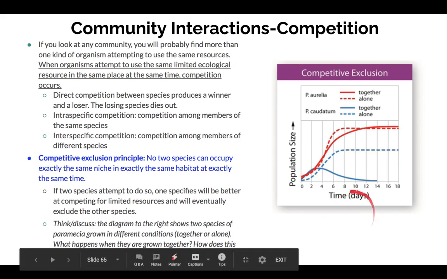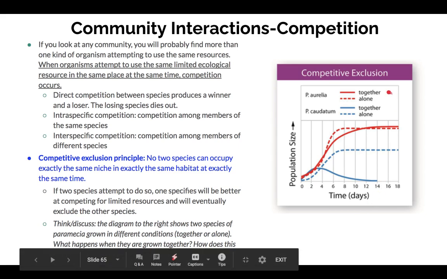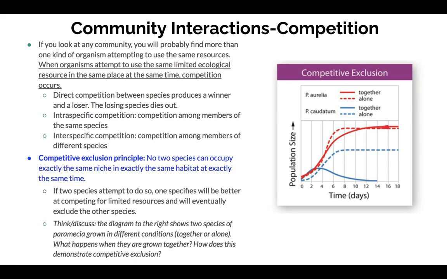Now go ahead and examine this diagram to the right. It shows two species of Paramecium, which is a single-celled protist, and they are grown in different conditions. What happens when they are grown together? And how does this demonstrate the competitive exclusion principle? So here, the bold line is together, the dotted line is alone. Whenever they are dotted, or they're both alone, you can see that they both survive, thrive, and grow as normal. Whenever they are together, or the two solid lines, you have one that thrives. The other one, unfortunately, dies out because of that competitive exclusion principle.